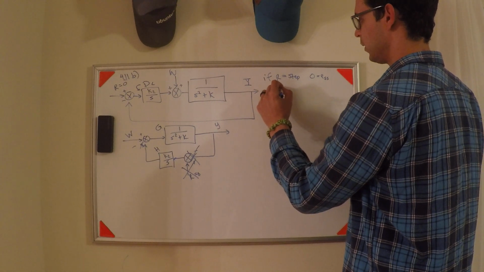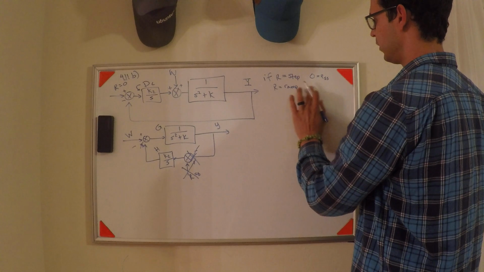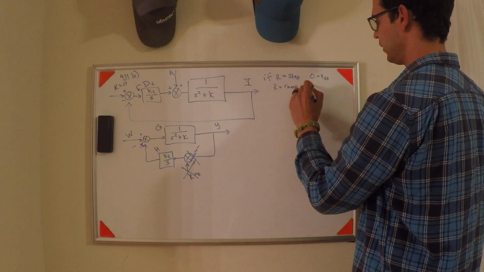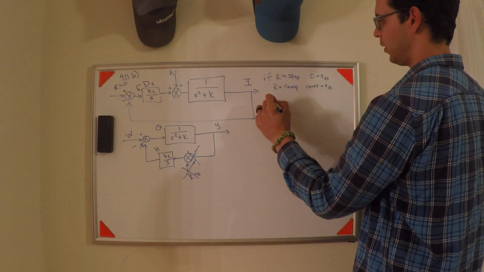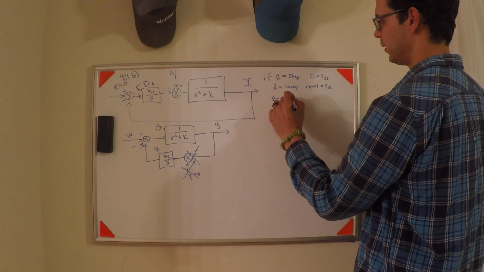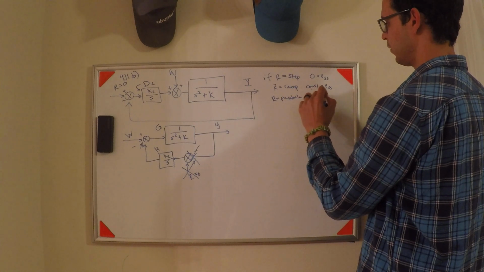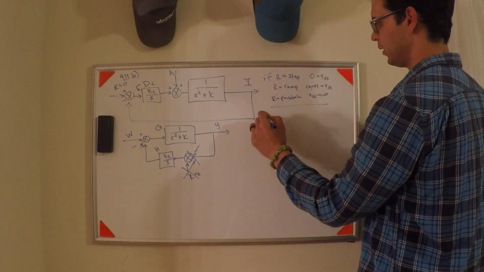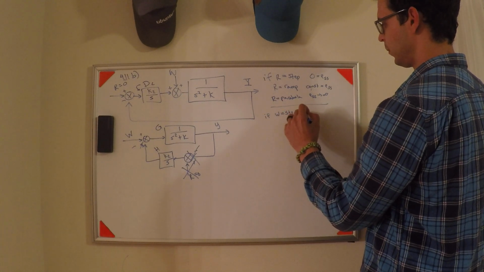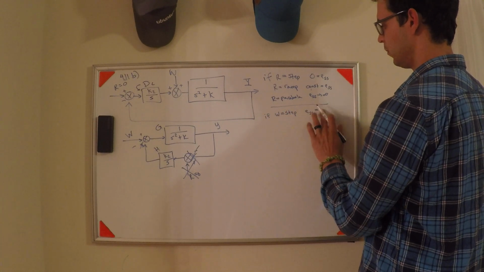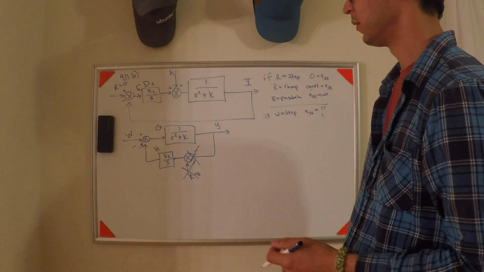If R is a ramp, we are going to have constant steady state error. And if R is a parabola, our ESS is going to go to infinity. So the question is, if W is a step, what happens to our system? That's what we want to know.